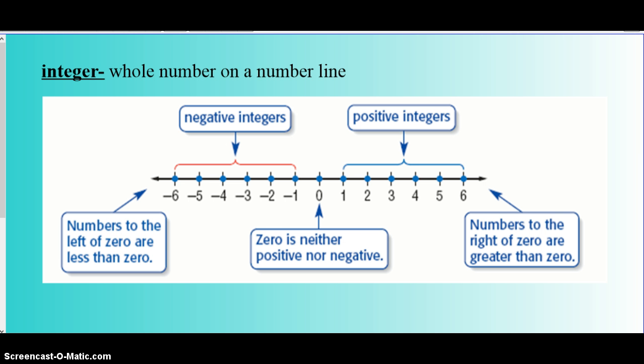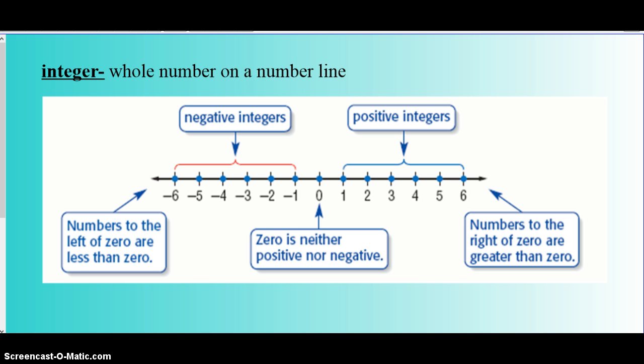Our vocabulary word is integer, which means a whole number. We are going to be looking at this number line to see what types of integers we have. As you can see across the top, we have negative integers and positive integers. Notice these are all whole numbers. We don't have any decimals or fractions with these.